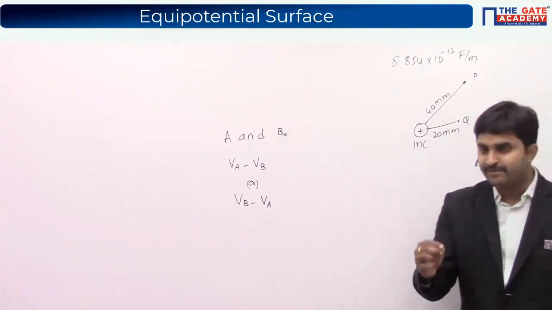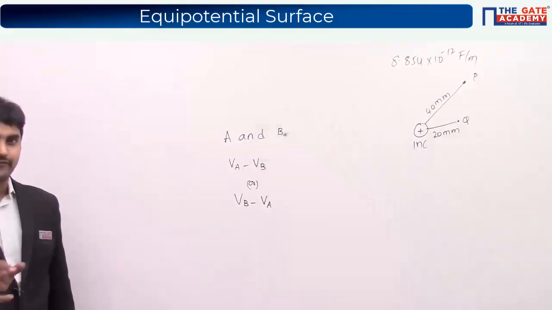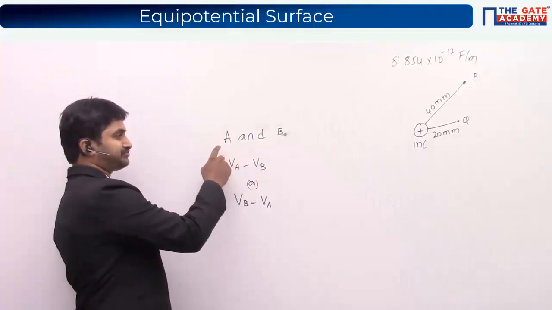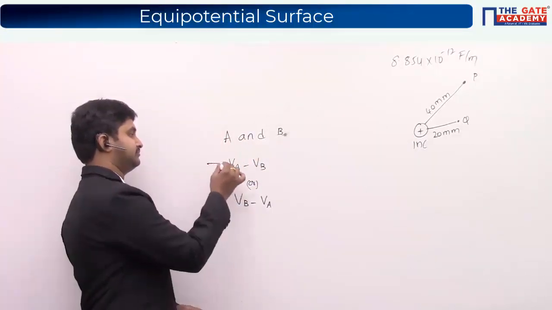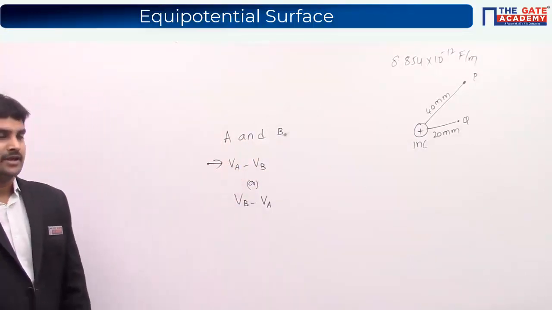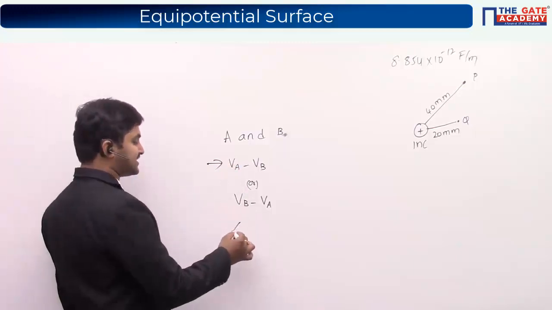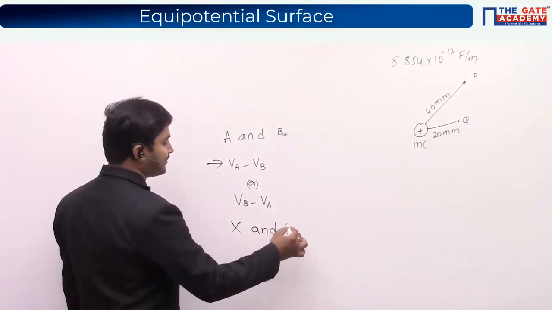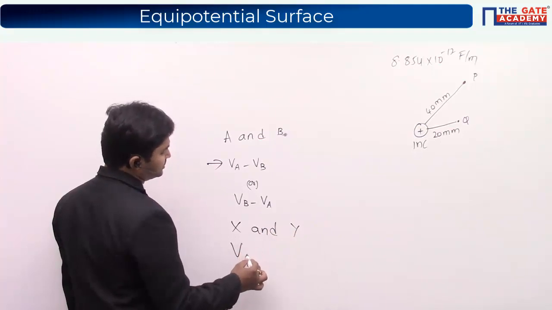This requires some clarification. See, we have to go for the first one. For example, if there is X and Y, the potential difference between X and Y, you will always do Vx minus Vy.